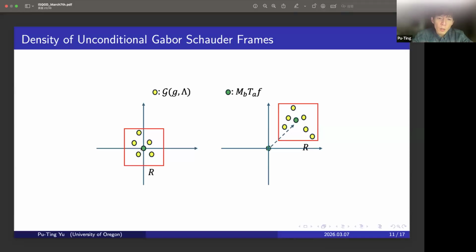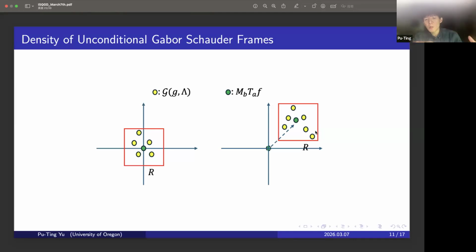But the thing is, no matter how you shift, say you shift the green point from the origin to here, and you use the square to catch points from Lambda, in this case there must still be enough points from Lambda contained in this square so that the distance between M_b T_a f and the subspace generated by these points could be small enough.